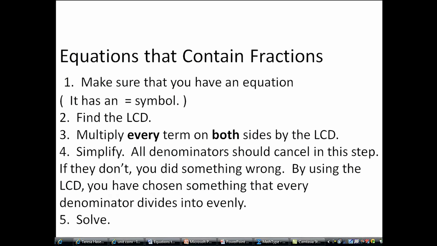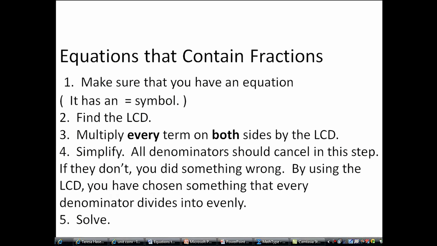We're going to look at equations that contain fractions. First of all, make sure that you have an equation. It needs to have an equal symbol. Second, we're going to find the least common denominator, which we'll call the LCD. Third, we're going to multiply every term on both sides by the LCD. Fourth, we're going to simplify.